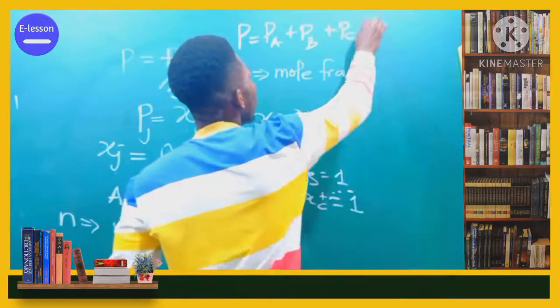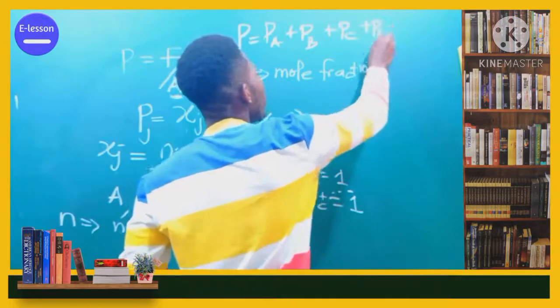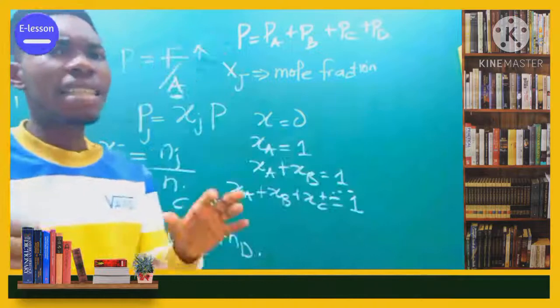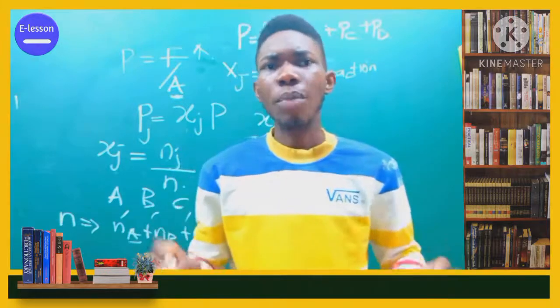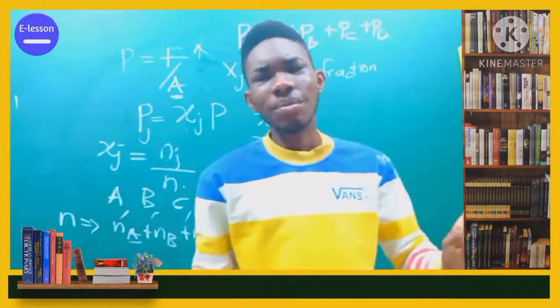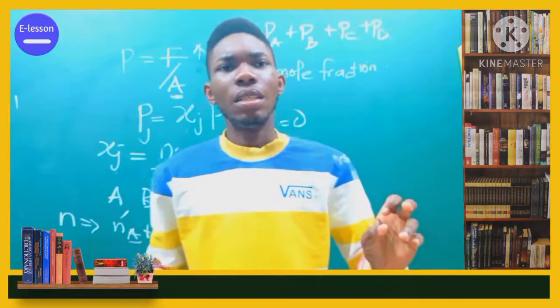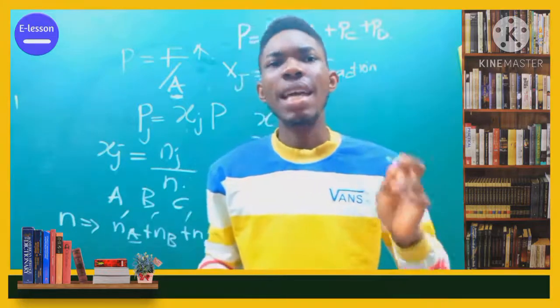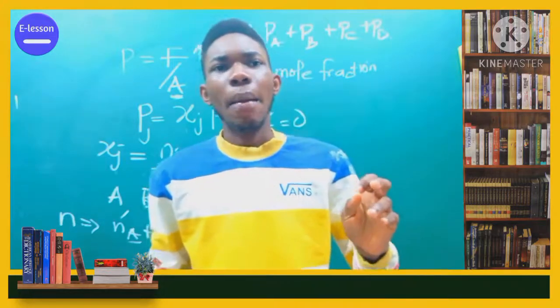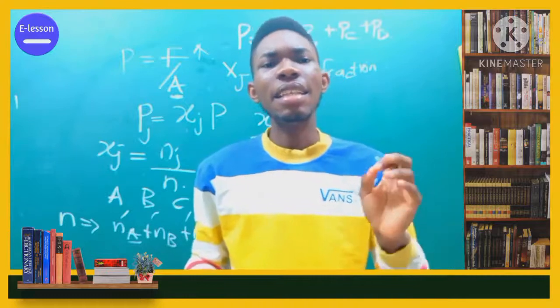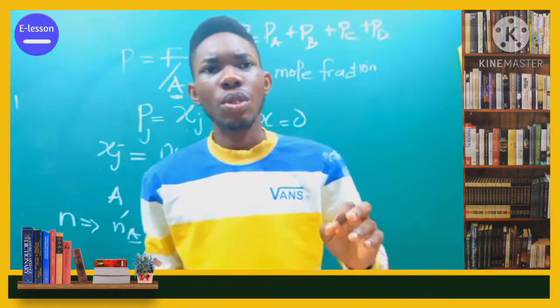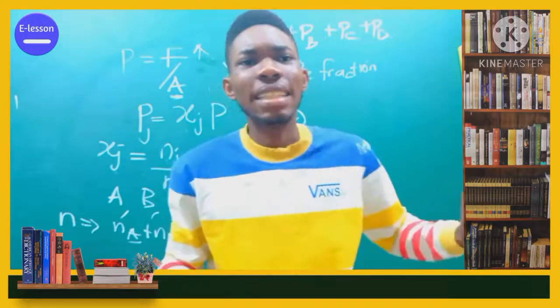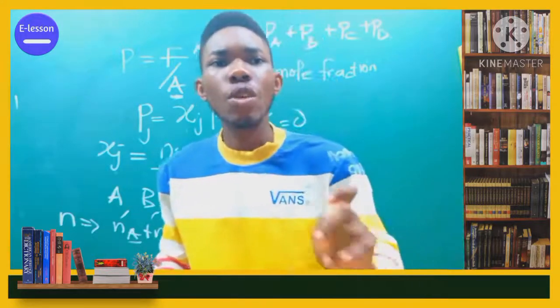C, or if it's up to D, plus the pressure from D. And this is the basis for the law of partial pressure, which states that the pressure exerted by a gas in a mixture of gases is equal to the pressure that it will exert if that gas were on its own.